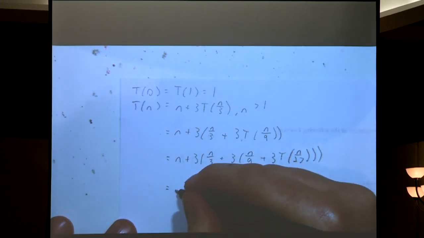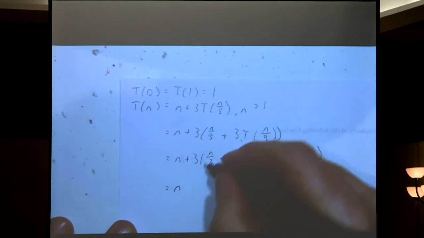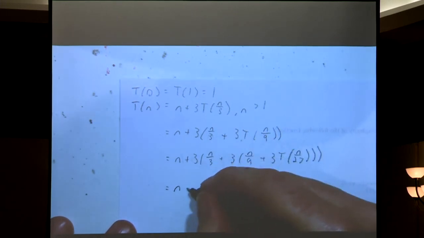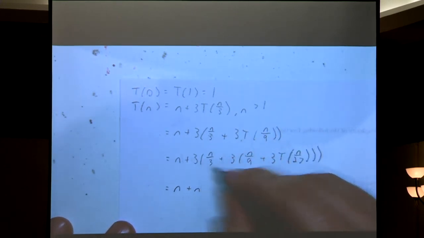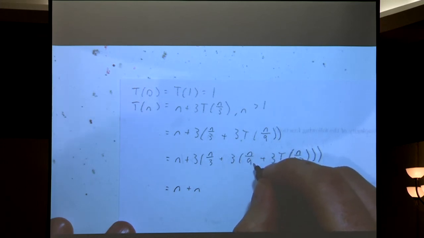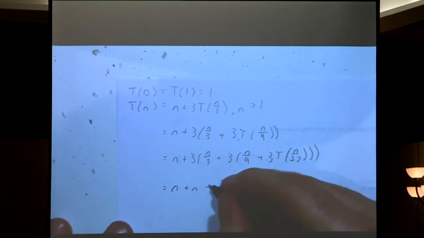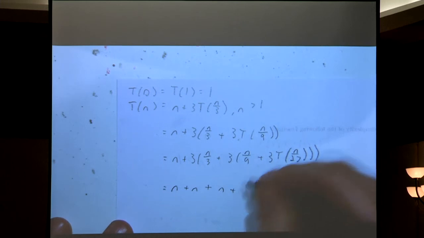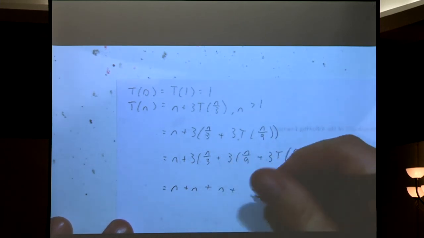Yeah, this becomes n here. This is 3 times n over 3. This is 3 times n over 9, which is 1/3, times 3, which becomes n again, plus 3 times 3 times 3.